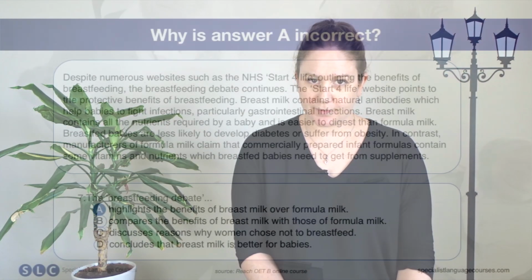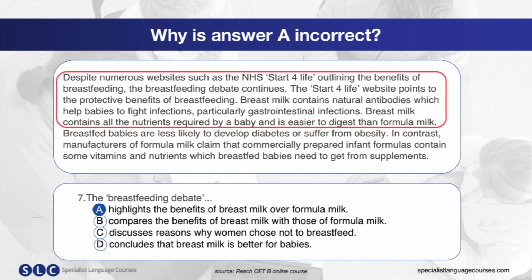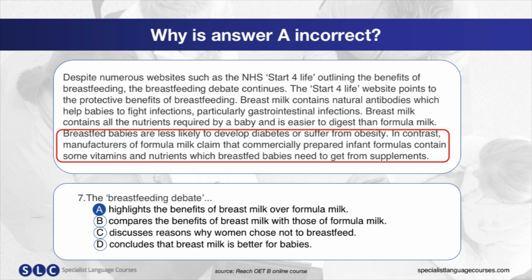Let's look at why the other options are not correct. Option A is incorrect. We can see that the benefits of breast milk are highlighted here. However, the benefits of formula milk are also then highlighted, and there is no language to suggest that the writer is comparing or highlighting the benefits of breast milk over formula milk and saying that it has more benefits.